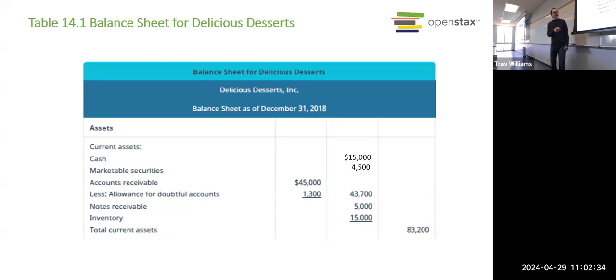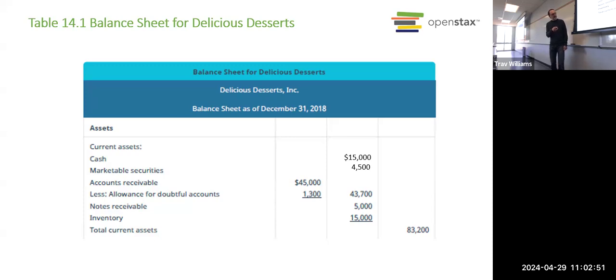Then we have something called accounts receivable. This is money that we expect to receive from our customers that haven't paid us yet. So these are customer accounts where we're expecting to receive a payment at some point this year.